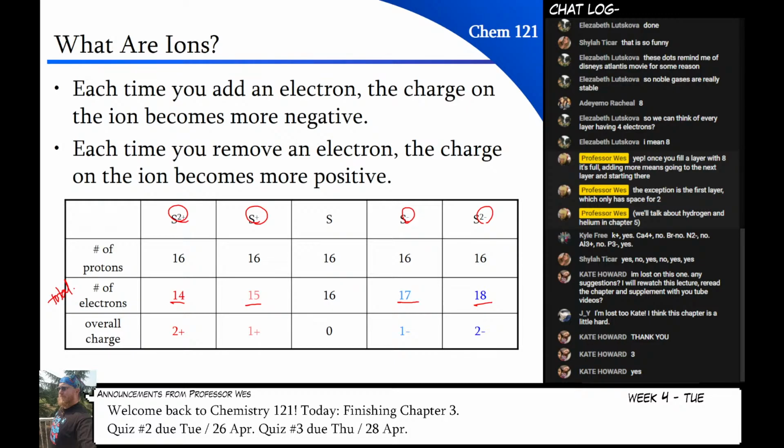In general, we're only going to care about the valence electrons, but for counting the overall charge, this is how you get the total overall charge. It's protons and electrons considered together.